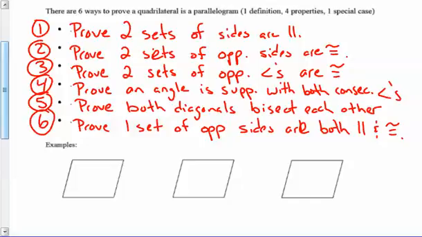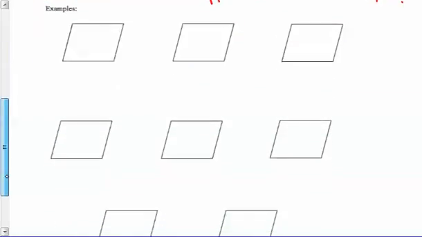It's a combination of method 1 and method 2. You find one set of sides that are both parallel and congruent. The same set. It has to be the same set. So take a minute, pause the video if you need to, but write down these 6 methods, and when you're ready, restart. We'll look at some examples.